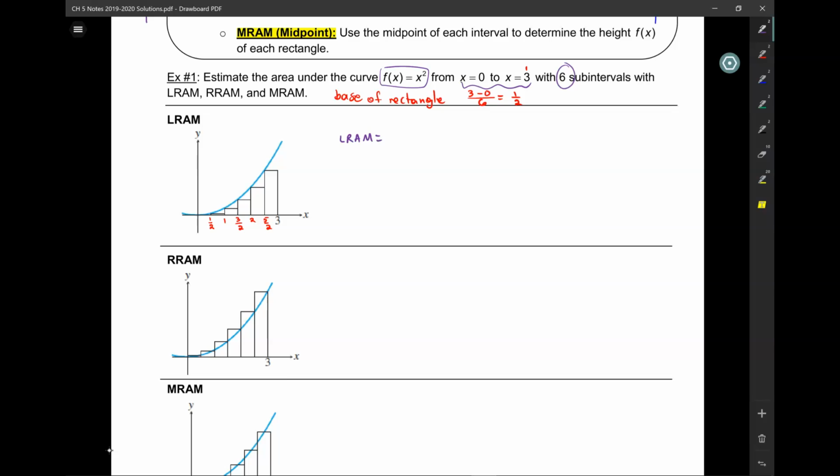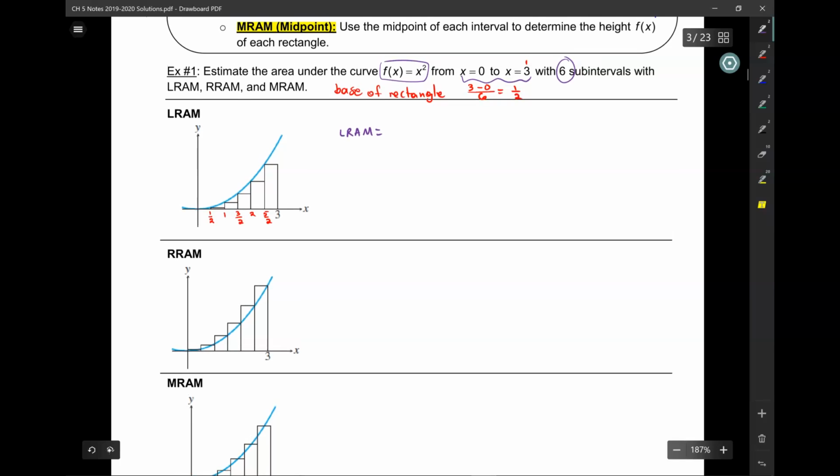So what you have to do is base times height. The base for the first one is this rectangle right there. It's at 0. So the base is 1/2 times the height, that's the function evaluated at the left endpoint of 0. So that's 0 squared. Plus, what's the base of the second rectangle? 1/2 times the left endpoint squared.